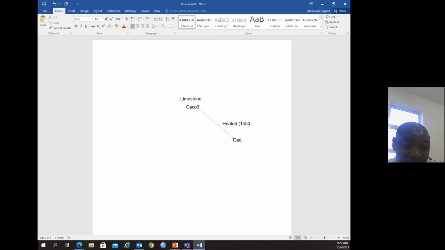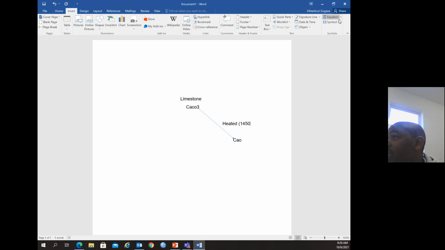to 1450 degrees Celsius. You put that in degrees, degrees Celsius. So that is under heat, with 1450 degrees Celsius, and you get the calcium oxide.